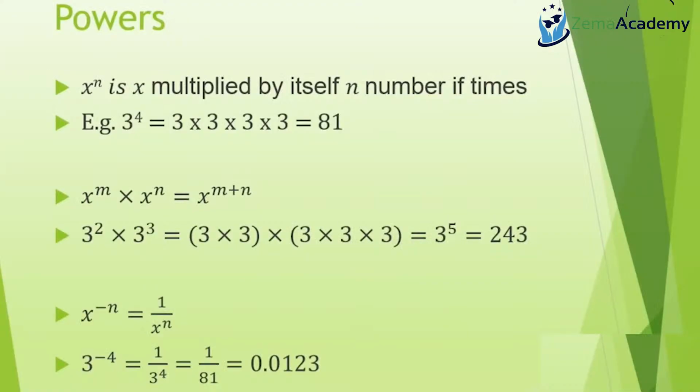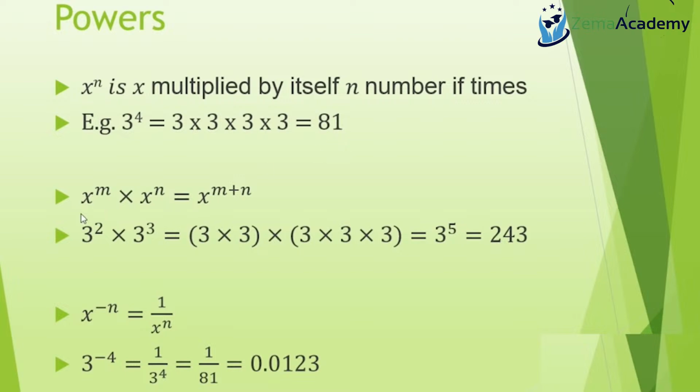There's a few things to learn about powers, also called indices. The first thing is that we write them like this. It's x to the n. X represents a number, n represents another number, and basically that notation means that it's the number x multiplied by itself n number of times. So for example here, you can see 3 to the power of 4 is 3 multiplied by itself 4 times. So 3 times 3 times 3 times 3, which is 81.